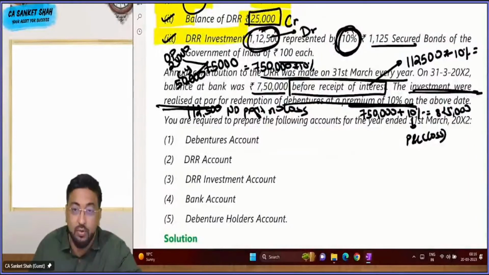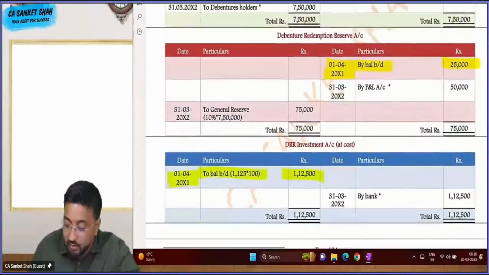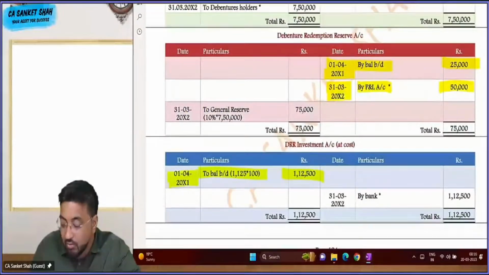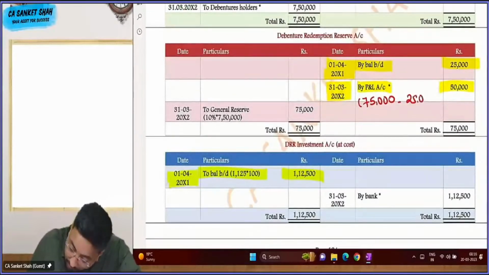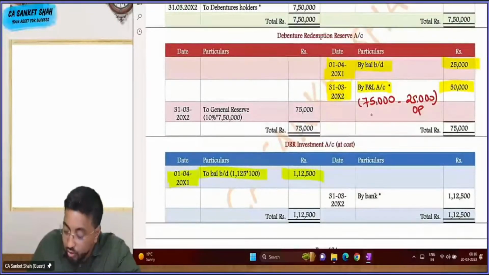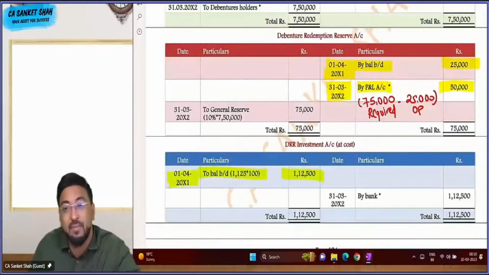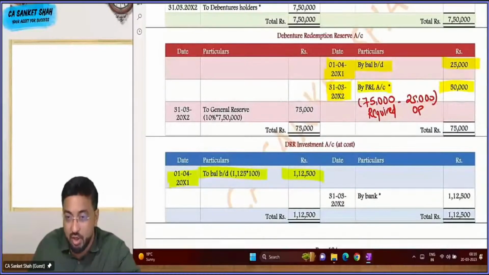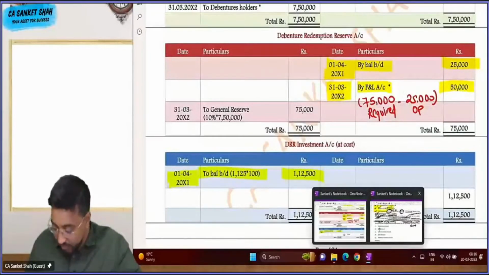So all adjustments are done for the first three balances we opened. Now, annual contribution, what do you want? 75,000. Okay, so 25,000 is already done, so 50,000 we will do extra. Why? Because 75,000 is the total needed, and out of that 25,000 is already made in opening. So during the year how much will it be? Required is 10% of 7,50,000. Date is 31st March. This is only for your concept clarity, beta.